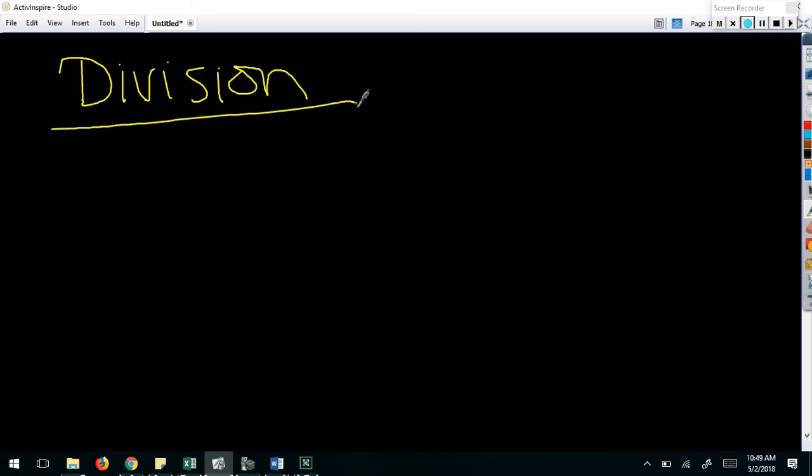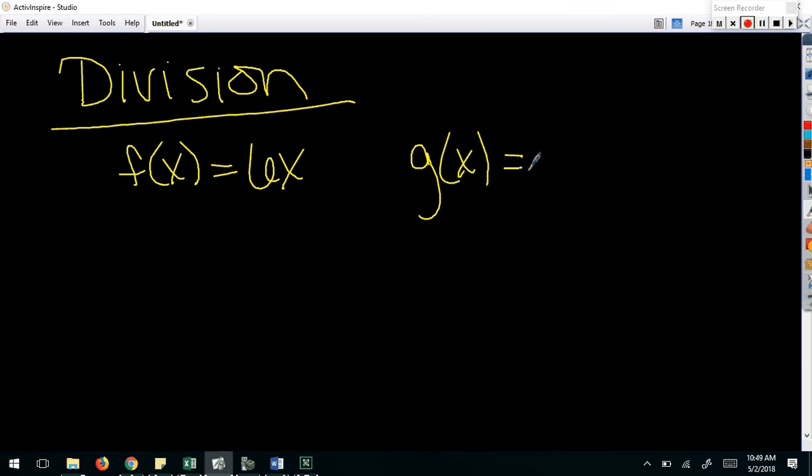All right, let's say f of x is 6x. G of x is x to the 3/4. Now, remember when we multiplied, we multiplied coefficients and added exponents. When we divide, we have to simplify fractions, because we're dividing in a fraction, and we have to subtract exponents.